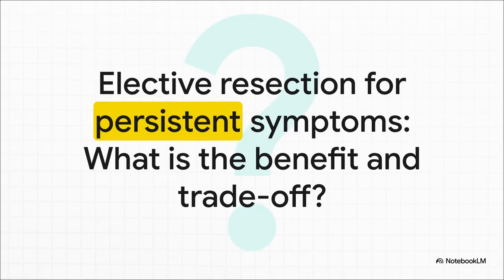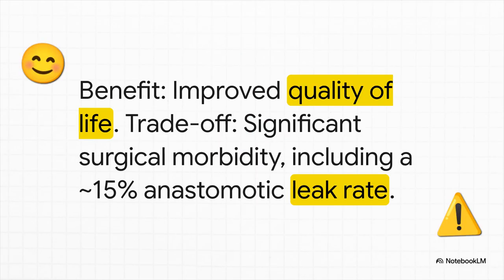Okay, our second case gets into elective surgery. This isn't a decision made because of an acute problem, but because of the burden of chronic or recurring disease. So, what does the evidence say we should expect? Right. The direct trials showed us that for these patients with smoldering or recurrent disease, an elective resection brings a significant improvement in their quality of life. But that benefit comes at a price. There's a real risk of major surgical complications, including an anastomotic leak rate of around 15%. This just highlights that elective surgery is a highly preference-sensitive decision, all about balancing a better life against some pretty significant potential harms.